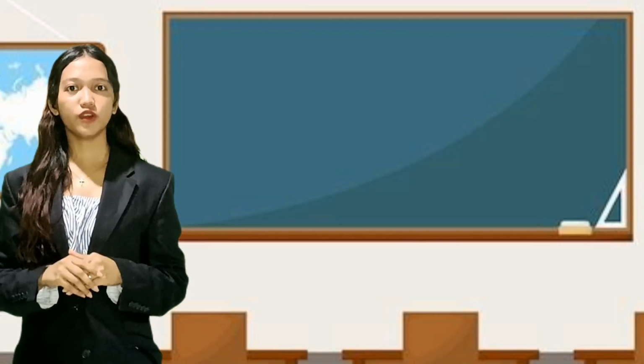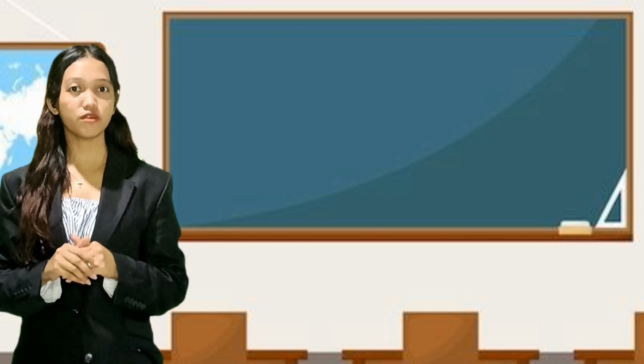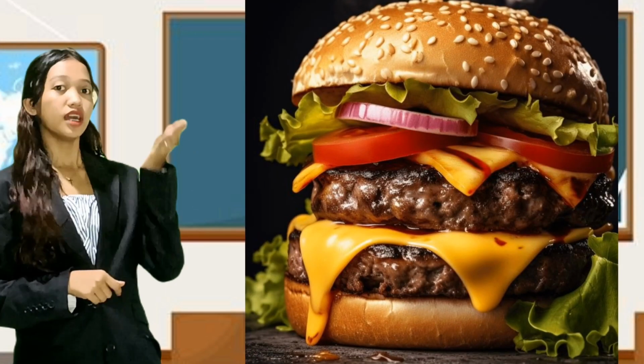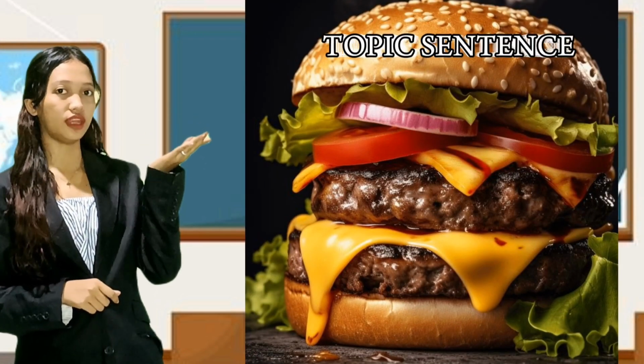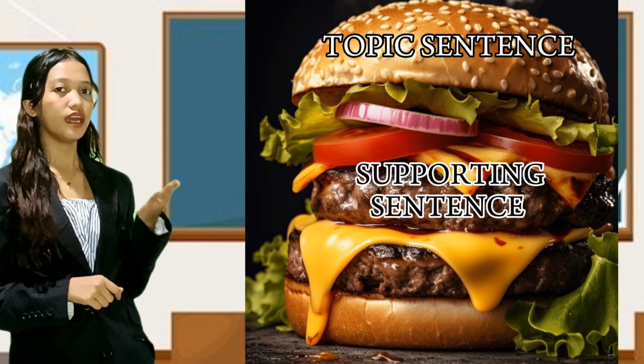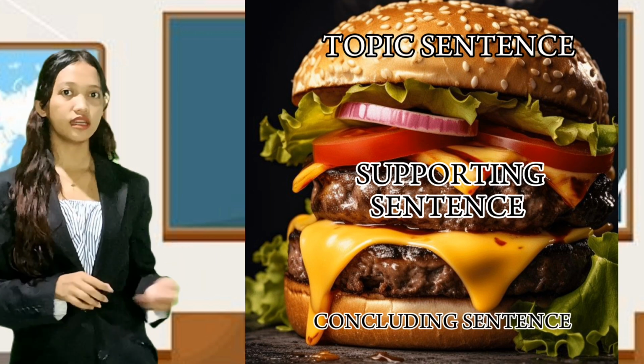So just to give you an illustration of how a paragraph looks like, think of a burger, just like what you see in this picture. The top one is the topic sentence. The middle is the supporting sentences. And the bottom bun is the concluding sentence.